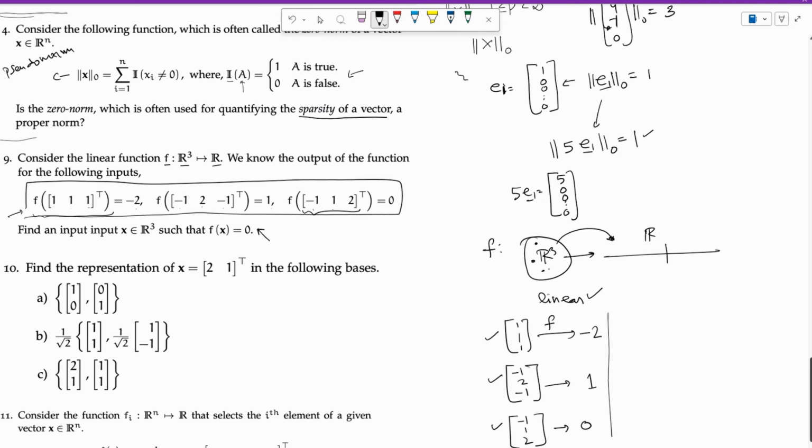Now I'm asking you, can you give me other values of x or other points in R3? And if I apply f to those points, I get 0. Given that we know the function is linear and we know the input-output relationship for these 3 inputs. Essentially, you go back to the definition of what a linear function is, and see if you can figure out from that and the given input, what are all the other possible points from R3 that will give me 0 output.